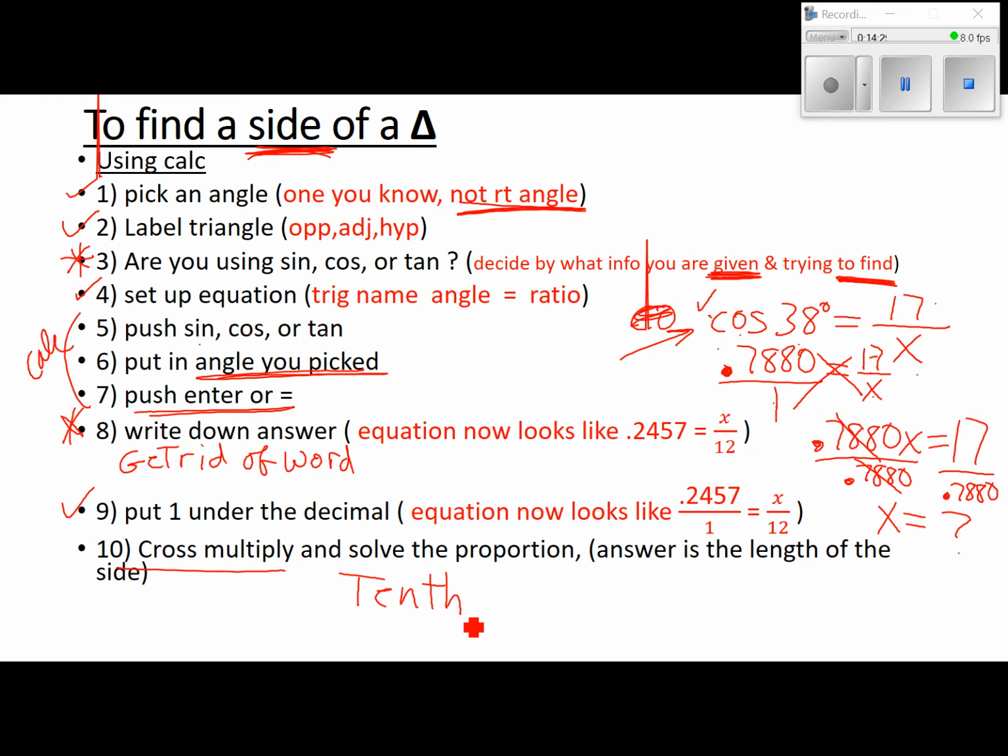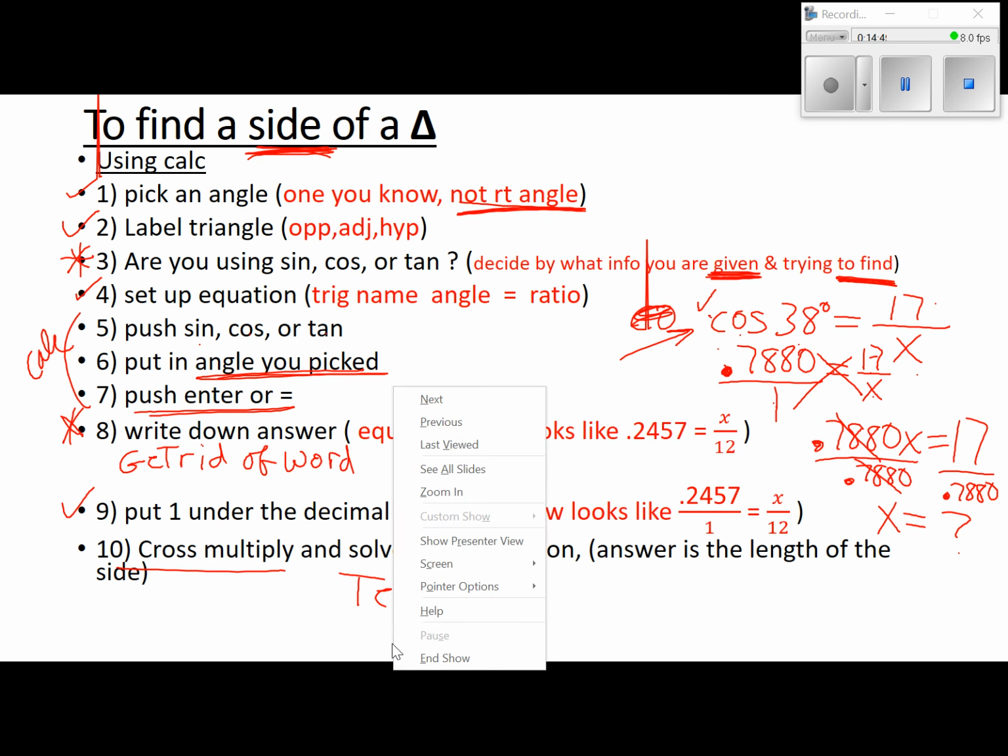For angles, which is on the next slide, we'll probably round them off to the nearest whole number. If you round them all off to the nearest tenth, I won't throw a big fit. But a lot of times for angles, we just round off to the nearest whole number. So that's no places behind the decimal. So you do those 10 steps. That's to find a side.